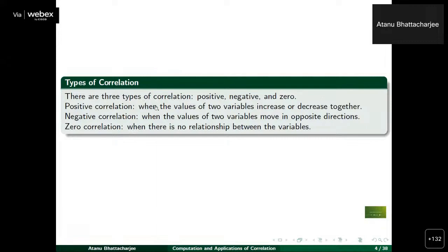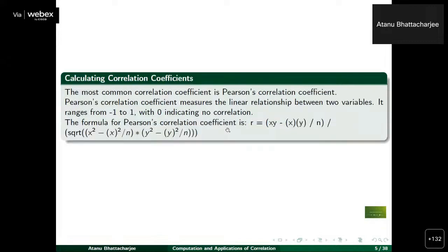But yes, positive I already mentioned. In layman's terms, in the English language, when the values of two variables increase or decrease together, that is a positive correlation. When one increases and the other decreases, or the other increases and the first decreases, there will be a negative correlation. And zero is when there is no relationship between these. It hardly matters if one increases, the other will neither decrease nor increase. It is not going to change anything for the other variable, and that is called zero correlation.